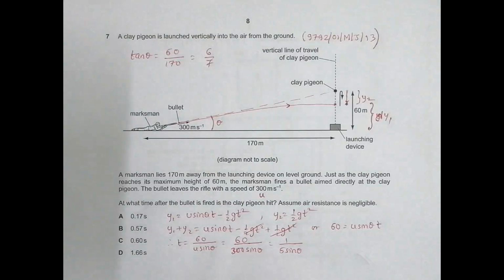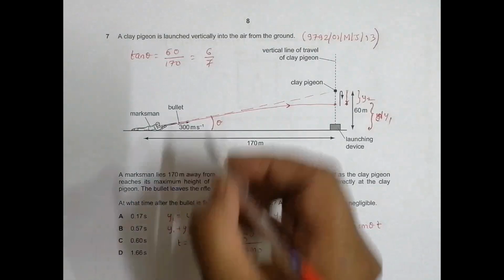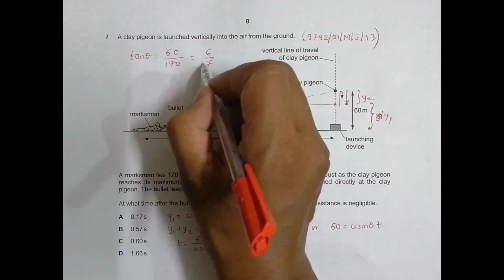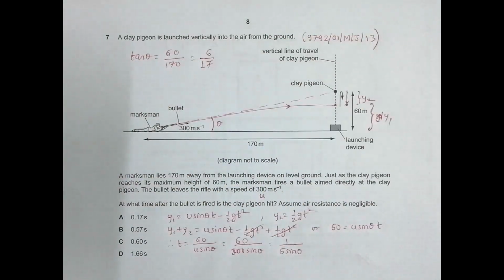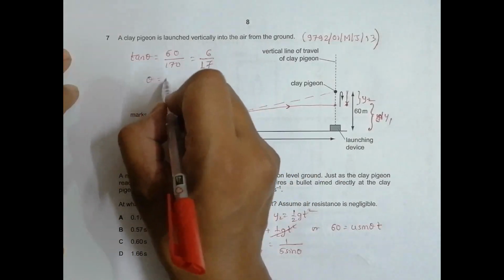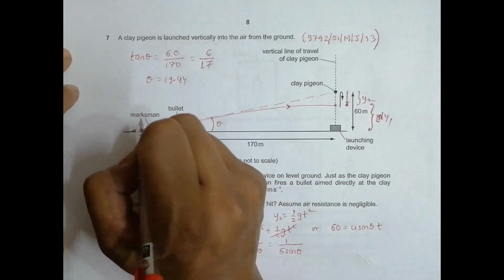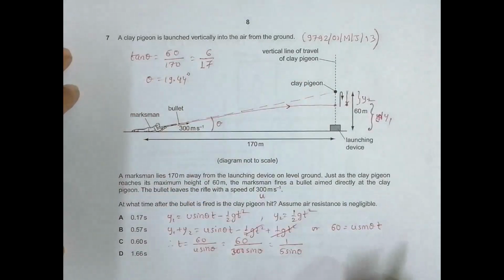For that I require a calculator. The value of tan theta is given by 6 divided by 17, equal to. So when shift tan is used, it will be 19.44 degree. So theta will be equal to 19.44 degree.